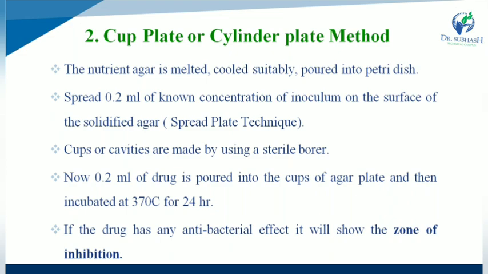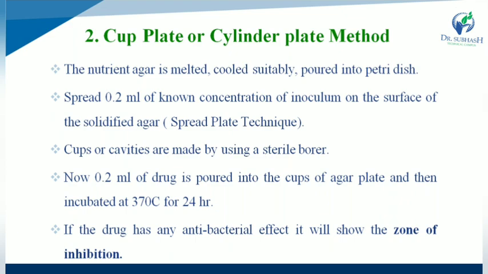After adding nutrient agar to the petri plate and spreading the inoculum onto the nutrient agar, cups or cavities are made using a sterile borer. Now 0.2 ml of drug is poured into the cups of the agar plate, and then it is incubated at 37 degrees centigrade for 24 hours.